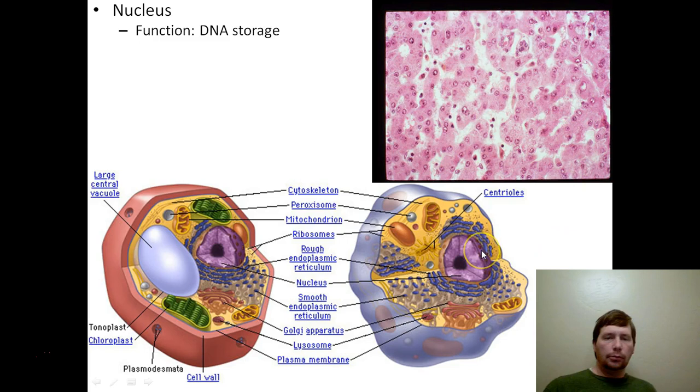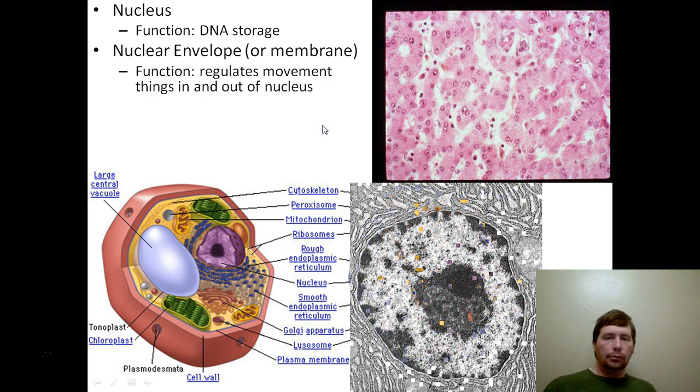Now, what keeps things from getting in and harming the DNA is something that we call the nuclear envelope or the nuclear membrane. The nucleus is so important, it has its own barrier. Every cell has a cell membrane that controls what gets in and out of the cell, but every nucleus also has its own second membrane that controls what gets in and out of the nucleus. So the function of the nuclear envelope is it controls what gets in and out of the nucleus.